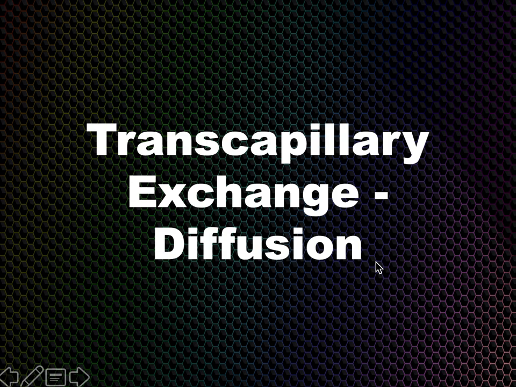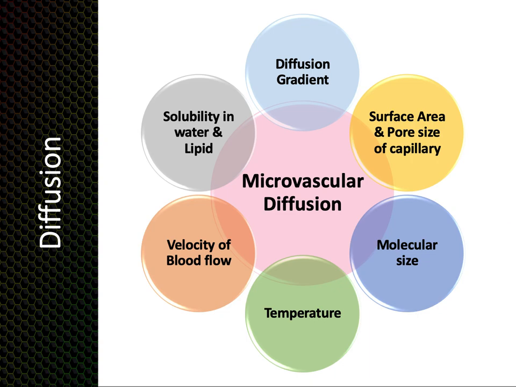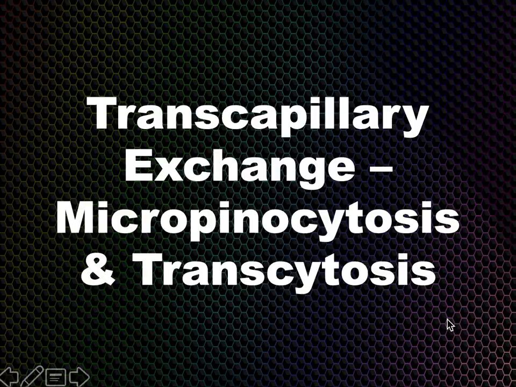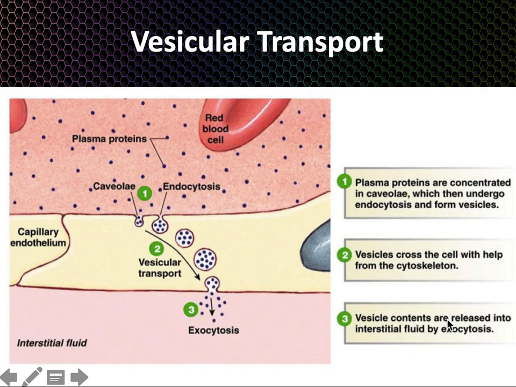By far the most important means by which substances are transferred between plasma and interstitial fluid is diffusion. As we all know, it is a passive transport. Like everywhere, transcapillary diffusion also follows Fick's law of diffusion. Microvascular diffusion is directly proportional to the concentration gradient, surface area, pore size, lipid solubility, velocity, and temperature, whereas it is inversely proportional to the molecular size and thickness. Just like all diffusions, all the lipid soluble molecules just diffuse through. Proteins like peptide hormones are exchanged by vesicular transport.